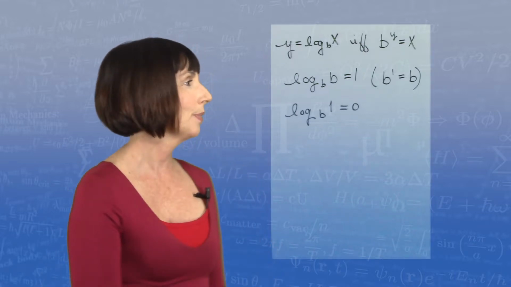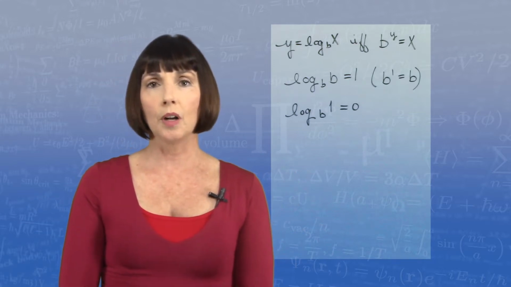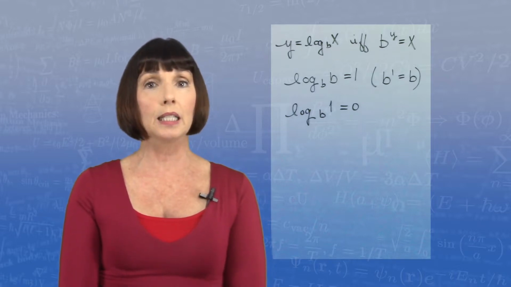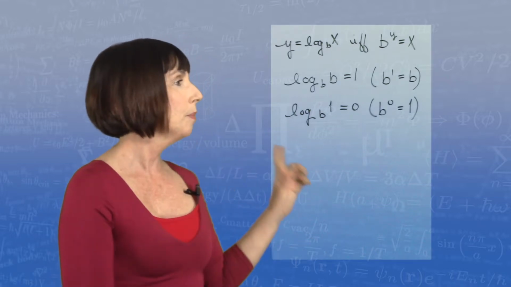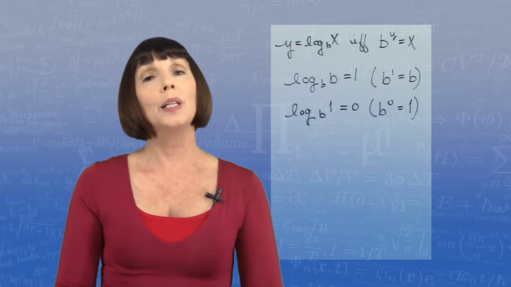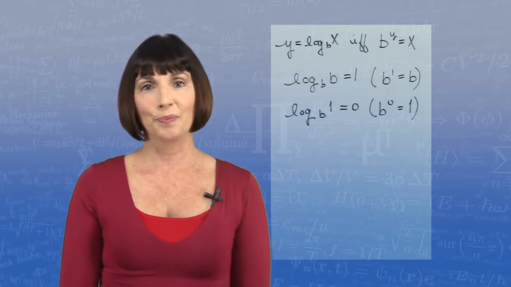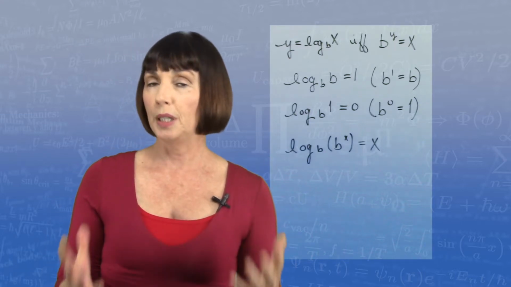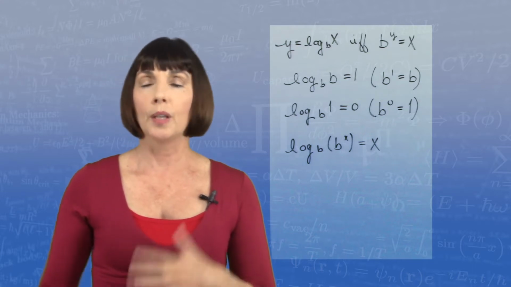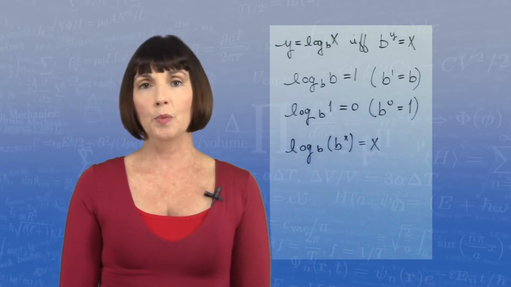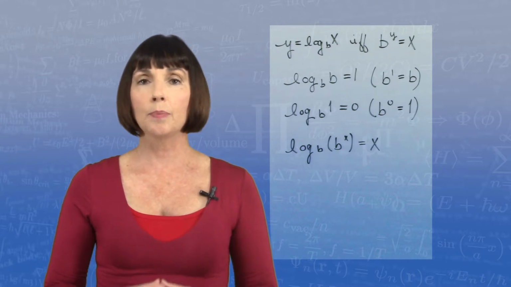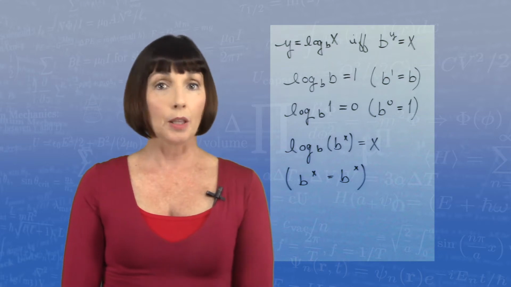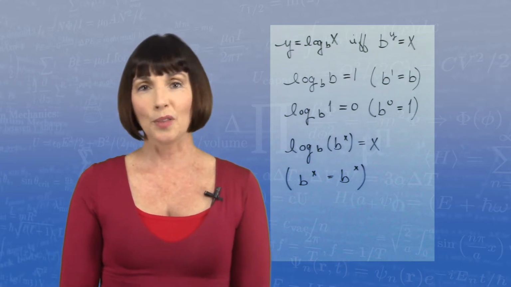Here's our next one. Log to the base b of 1 equals 0. Same thing, let's write it in exponential form. In this case, our exponent is 0. So we would get b to the power of 0 equals 1. And we know that to be true from working with exponents. Okay, here's a third property for you. Log to the base b of b to the power of x equals x. Okay, we're going to write this in exponential form as well. Now in this case, our exponent is x. So what we get is b to the power of x equals b to the power of x. That's an identity, and we know that's true.